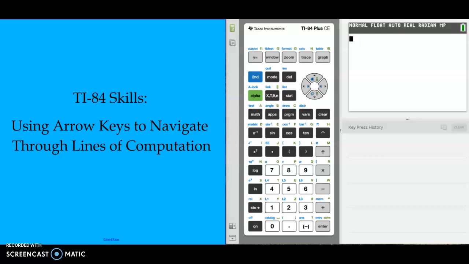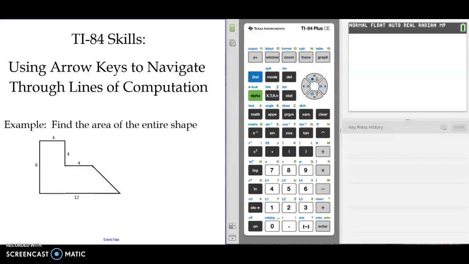In this video, we're going to take a look at these arrow keys on your calculator and see how they can help you while you're solving problems. We're going to look at kind of a long geometry problem in order to investigate this. In this example, we're trying to find the area of this kind of big shape that looks like a bunch of other shapes put together.